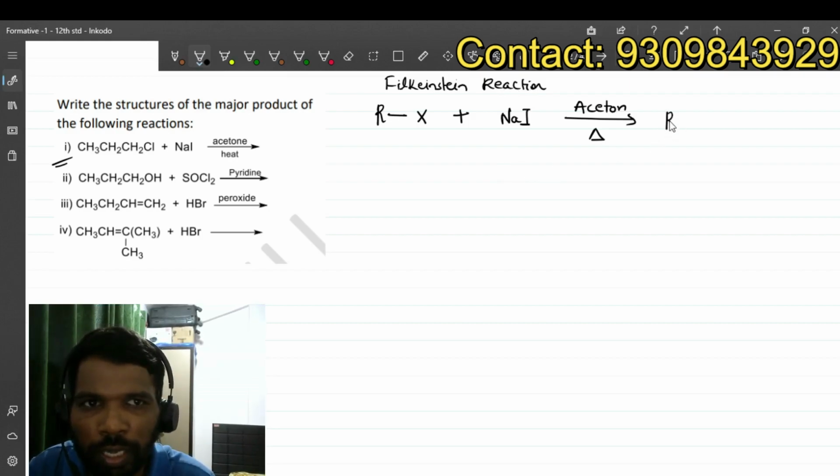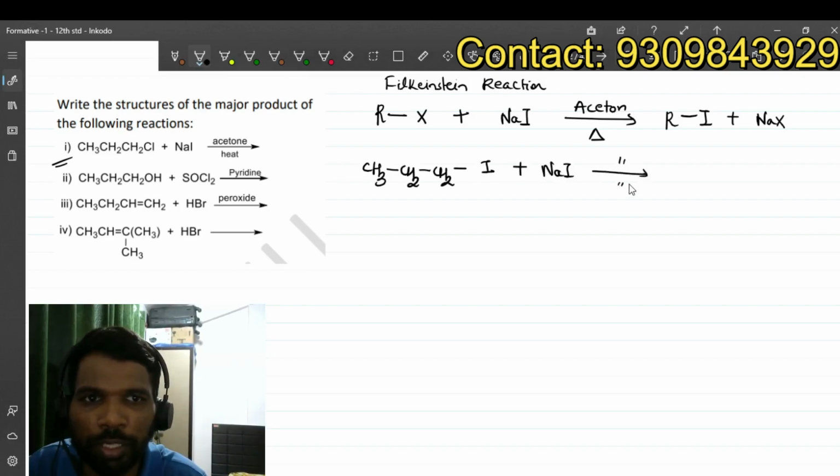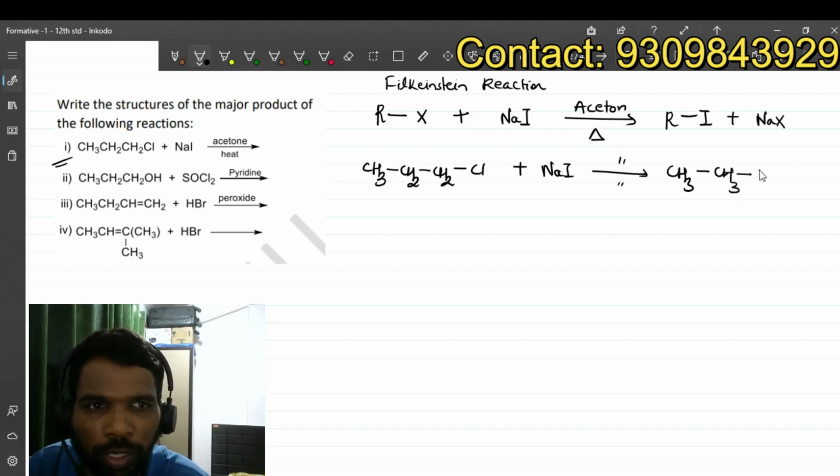So what you are going to get is RI plus NaX. Means in this case, what is R? R is this CH3, CH2, CH2, and X is I, right? And this is sodium iodide. Same reagent. Sorry, one minute, this is Cl. So the halogen is going to exchange. That's why this is called a halogen exchange reaction.